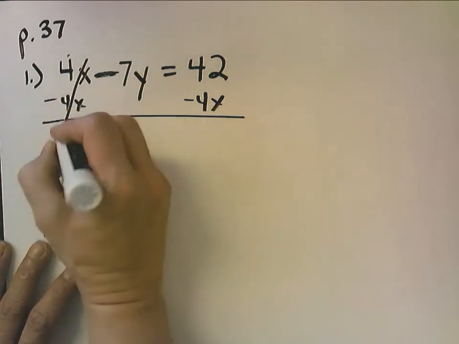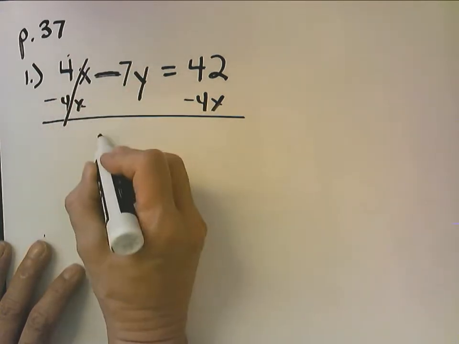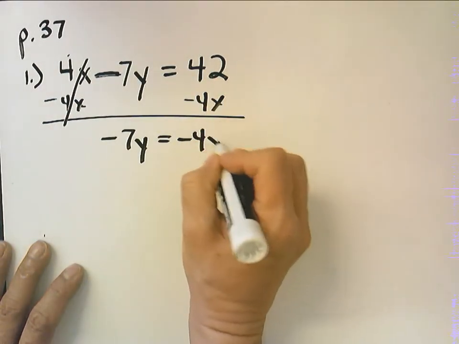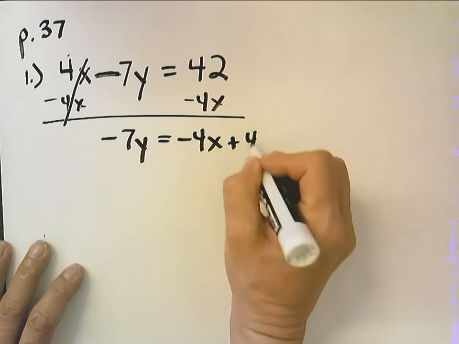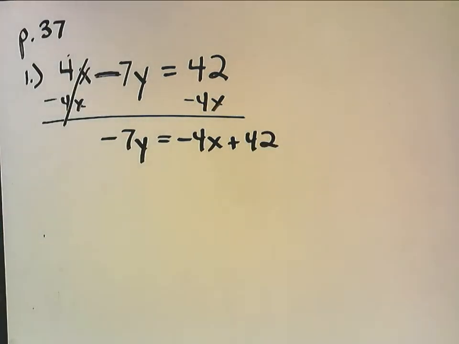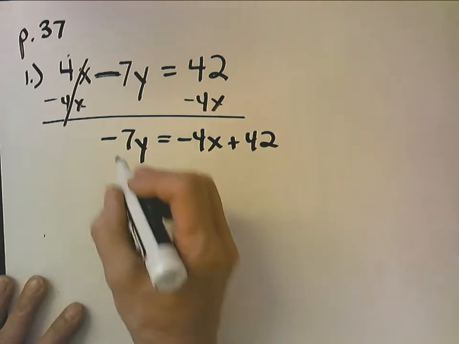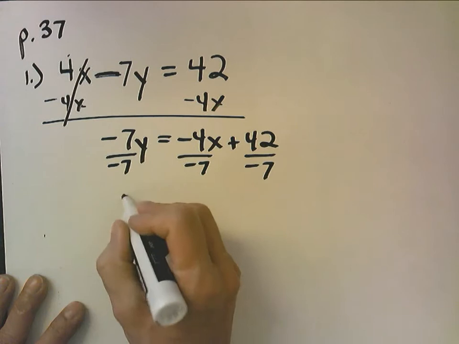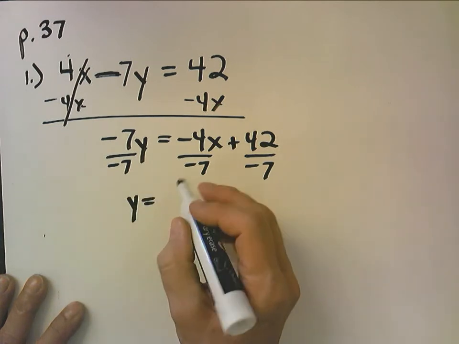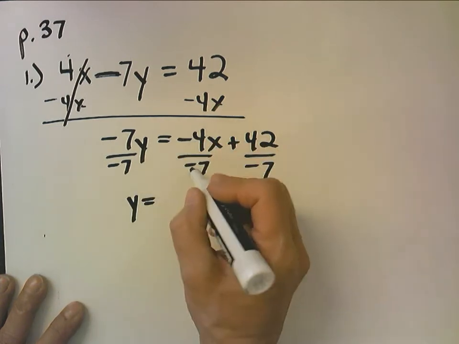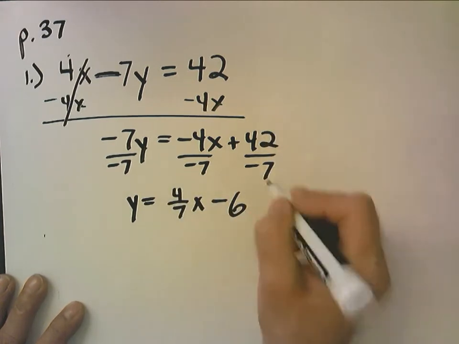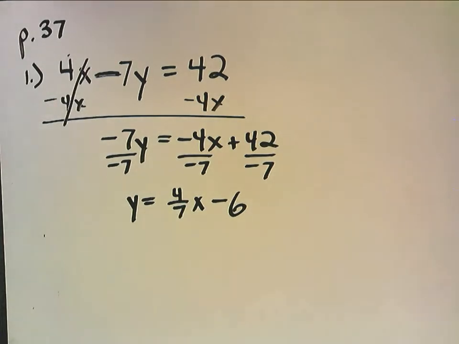Now be careful when you do this. A lot of times people do not bring down a negative 7y. They ignore the negative. Now remember, I put negative 4x first because if we're going to put it into slope-intercept form, we like to have the x term first. Now I divide this by negative 7, this by negative 7, this by negative 7, and I get y equals. Now when you have a negative over a negative, it becomes a positive. But a positive over negative becomes a negative, so this is y equals 4/7 x minus 6.